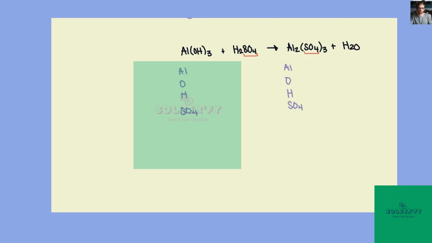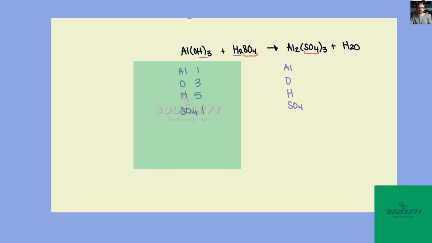Okay, let's fill them in. On the left, we have 1 aluminum. We have 3 times 1, which is 3 oxygens. 3 hydrogens plus 2 more, so that's 5. And then 1 sulfate.